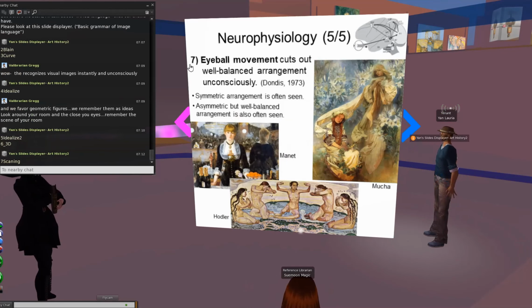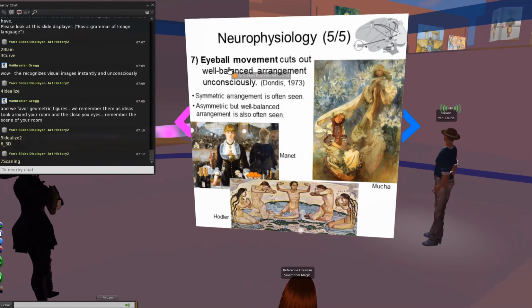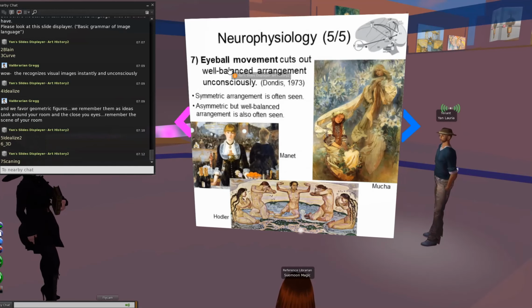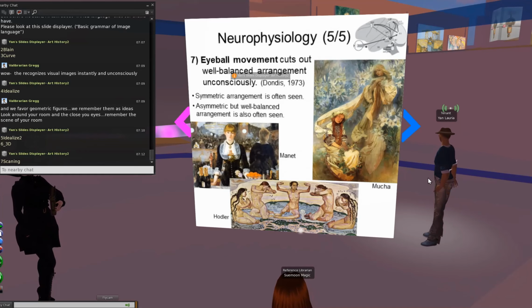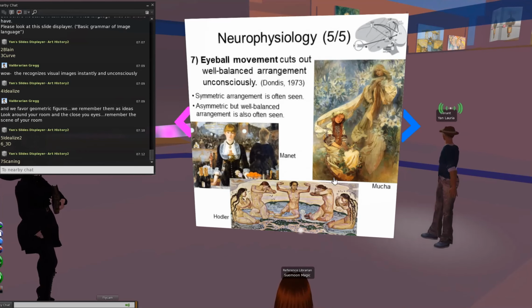And number 7, eyeball movement. We are scanning by eyeball movement, so we cut out well-balanced arrangement unconsciously. Symmetric arrangement is often seen in paintings, but even with asymmetry we can see well-balanced arrangement.